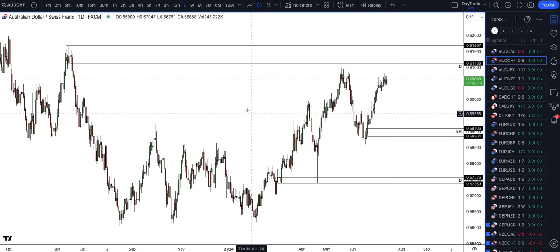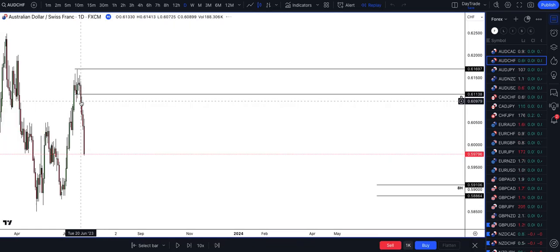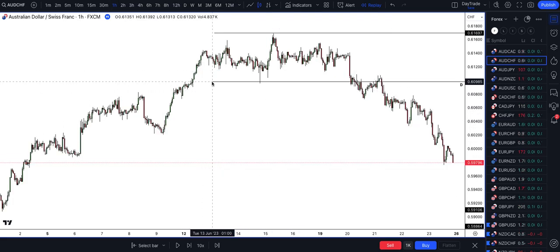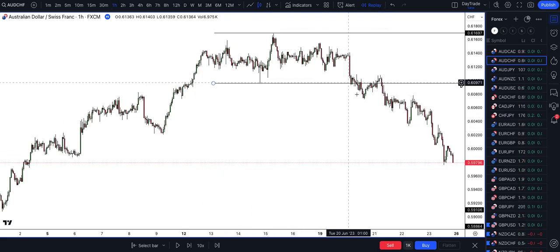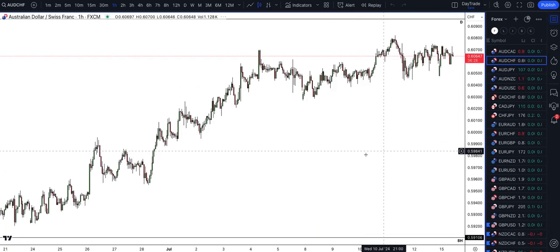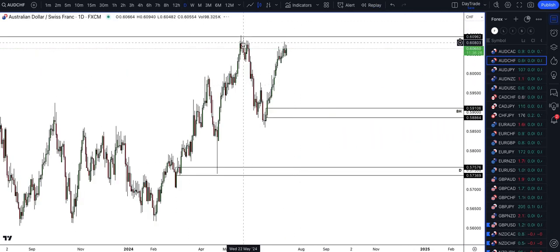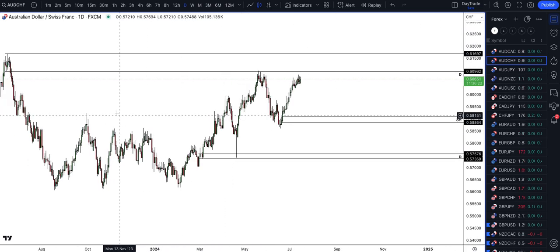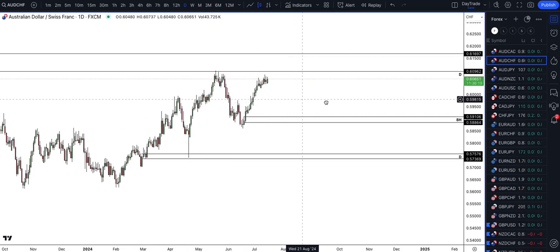Aussie Swiss coming into a daily demand zone, daily supply zone. Price has probably already touched it though. You can see here that the zone really comes down to here. We've come down, retested it, so there's probably not very many orders left. I'd imagine we've probably tapped into it here as well. So again, not really going to be one that we're going to look at.